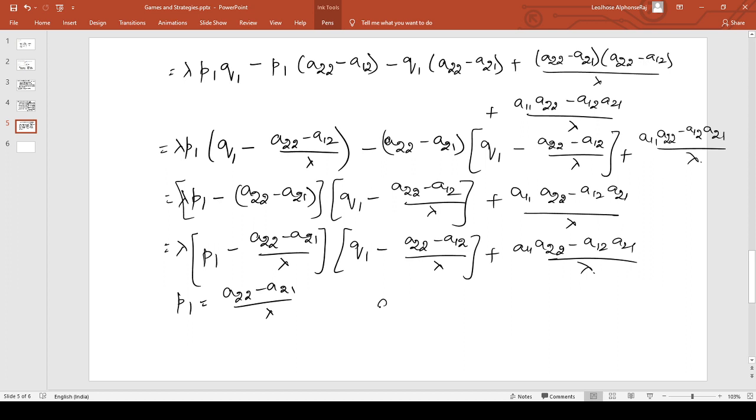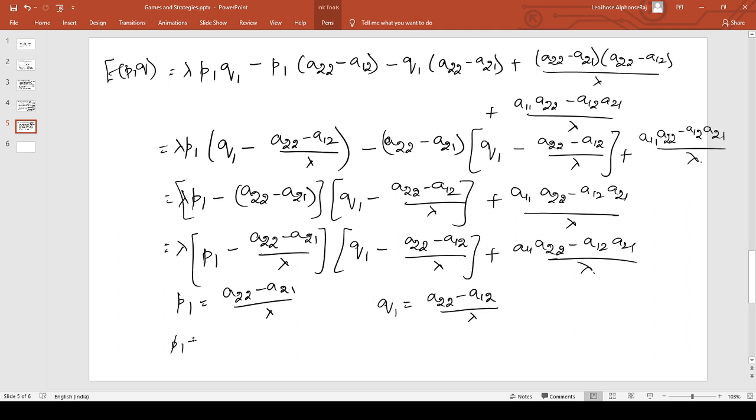Similarly, if B chooses Q1 to be equal to A22 minus A12 divided by lambda, then he can limit his expected loss to this same value, because here E of P comma Q is going to be this expression. So our choice of P1 and Q1 should be like this, where P1 is equal to A22 minus A21 divided by lambda, and Q1 is equal to A22 minus A12 divided by lambda.